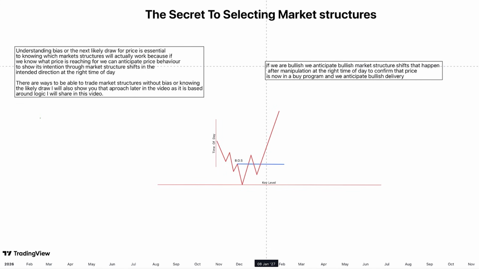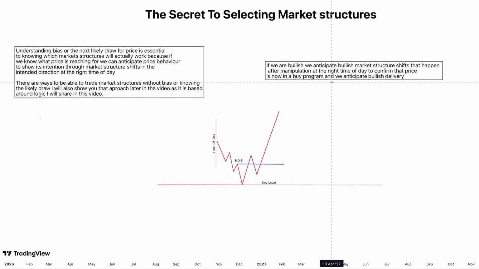What do I mean by this? For example, if we're bullish, we're going to anticipate bullish market structure shifts that happen after manipulation at the right time of day to confirm that price is now in a buy program, and we're going to be anticipating bullish delivery after that market structure shift. And the reason I say after the manipulation happens is because the manipulation plays a key part in understanding how the delivery of price is going to happen.